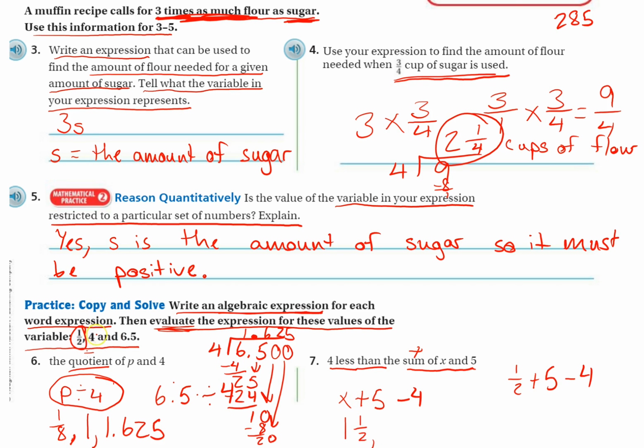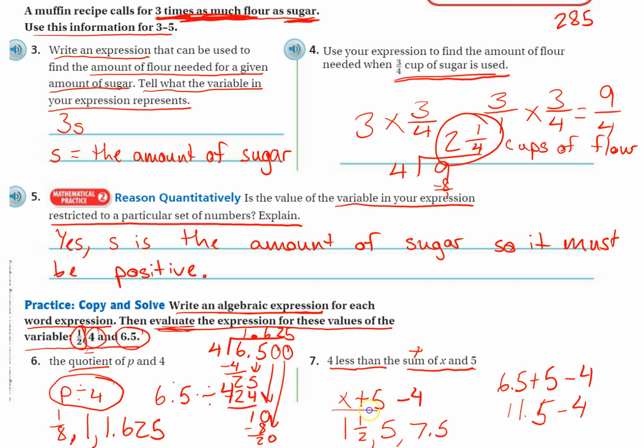What if x was 4? 4 plus 5 is 9. Minus 4 is 5. So that's our next value. And lastly, what if x was 6.5? So I plug in this time 6.5. 6.5 plus 5, that is going to be what? 11.5 minus 4, and that's going to be 7.5.